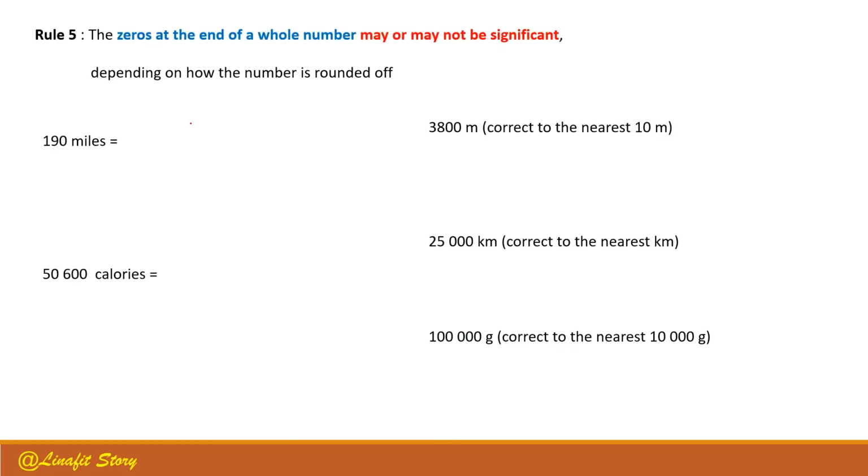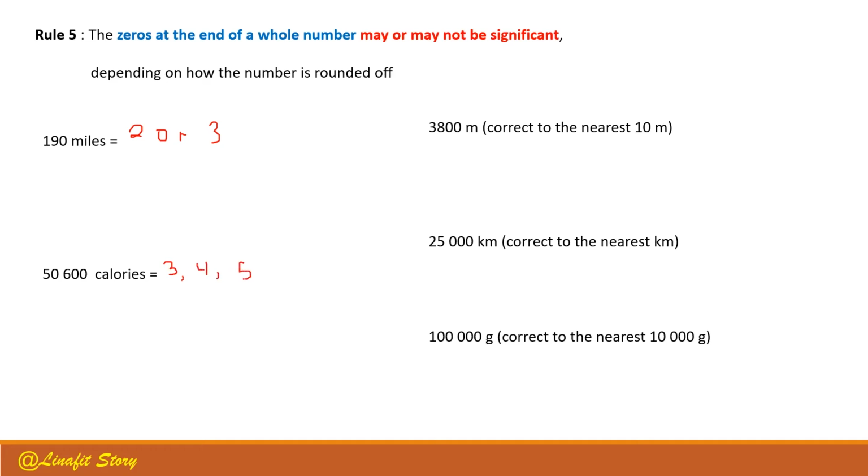The fifth rule: the zeros at the end of a whole number may or may not be significant, depending on how the number is rounded off. So when a number ends in zeros that are not to the right of a decimal place, the zeros are not necessarily significant. For example, 190 miles. Maybe 2 or 3 significant figures. 50,600 calories. Maybe 3, 4, or 5 significant figures.